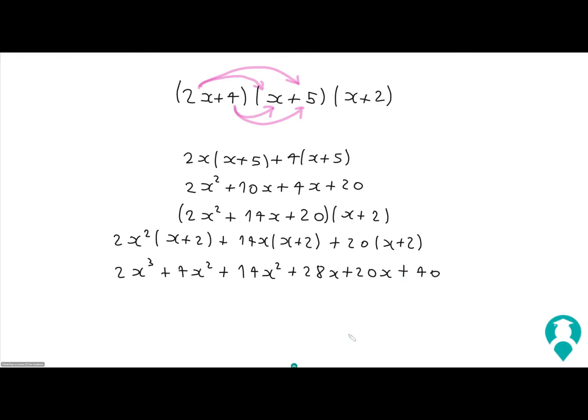And now final step, we need to collect all of our like terms together. So 2x cubed is unchanged because it's the only cubed term. Then we need to do 4x squared plus 14x squared, which is going to be 18x squared. 28x plus 20x, that's going to be 48x. And finally 40, which is our constant term, is unchanged because there's no other constant to add. And there we go. We have fully expanded our triple brackets.